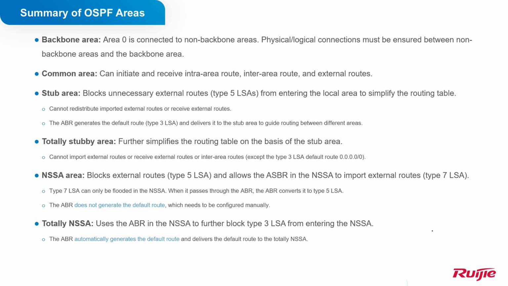Okay. So for the totally stub area, we know it reduces more detailed information based on the stub area, not just the Type 4 and Type 5 LSA information. We also reject the Type 3 LSA information. So here for the totally stub area, if we want to communicate with inter-area or intra-area, we also have to use the default route 0.0.0.0. Okay, we'll delay the details about Type 3, Type 4, Type 5.